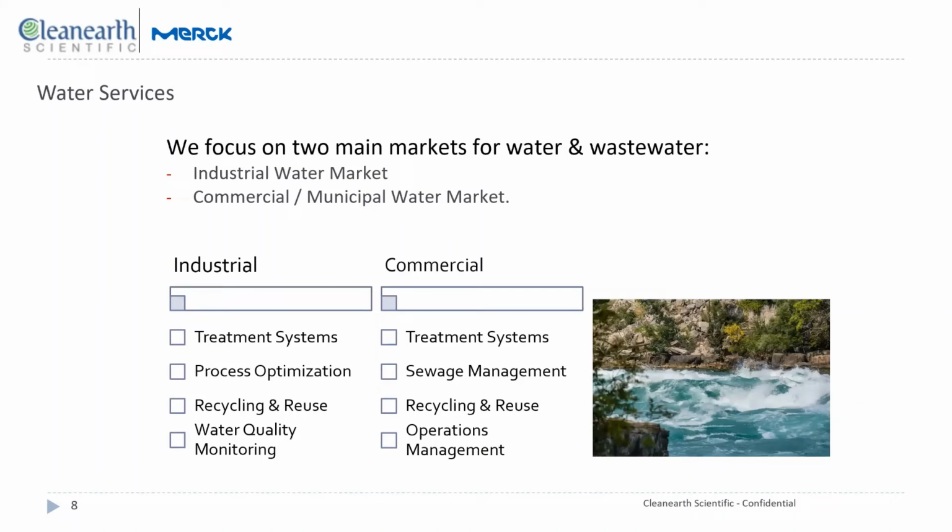So we focus on two main markets for water and wastewater. We have the industrial water market and the commercial or municipal water market. For the industrial, our offers span from treatment systems through to process optimization, recycling and reuse, and water quality monitoring.